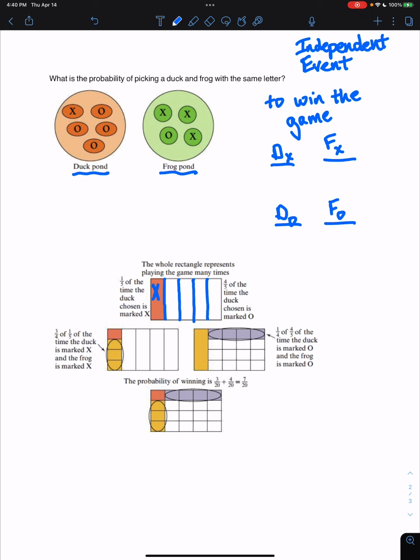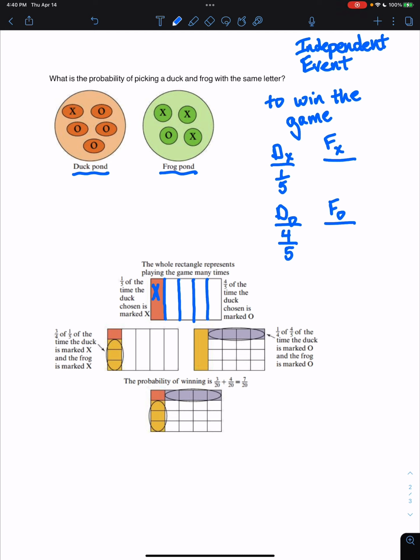Now, because we have a 1 in 5 chance of picking a duck with an X, we also want to look at the ducks marked O, right? Because we could pick a duck with an O and then a frog with an O. So we have here a 4 out of 5 chance of picking a duck with an O. All right, we've talked about the ducks. Now we have to talk about the frogs.